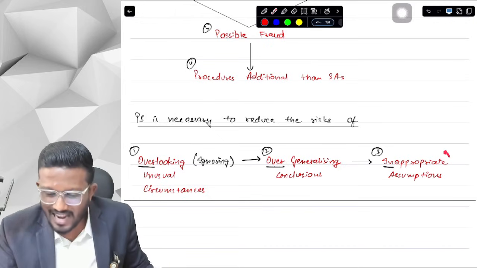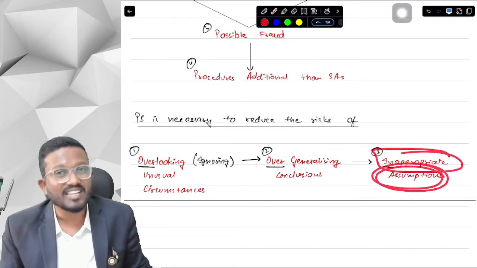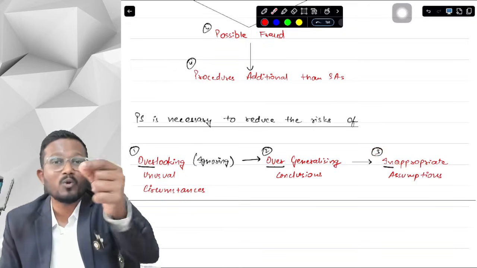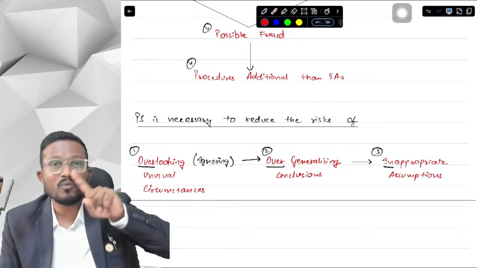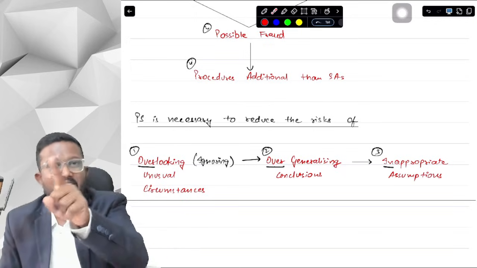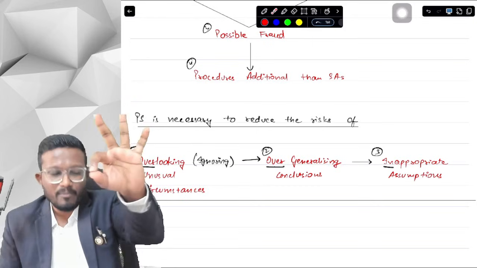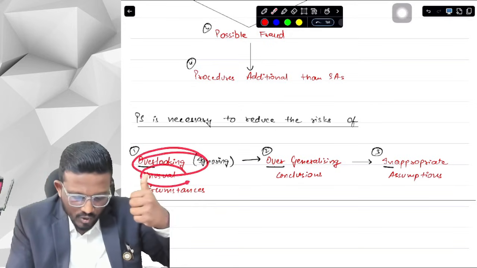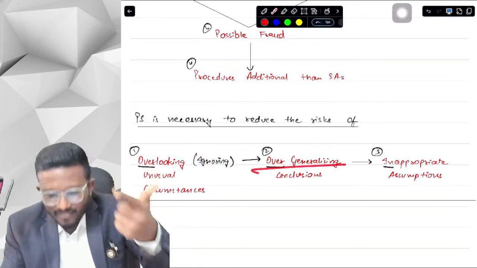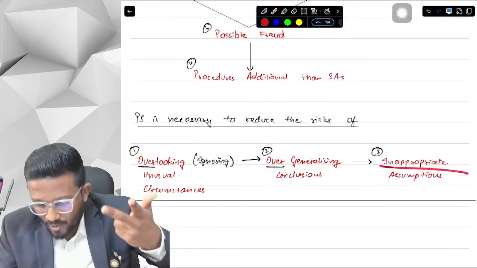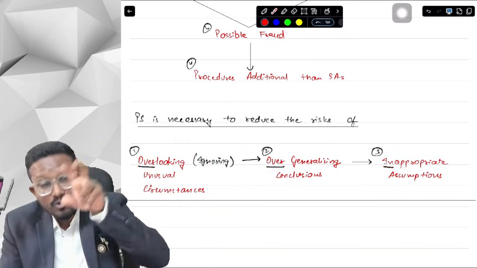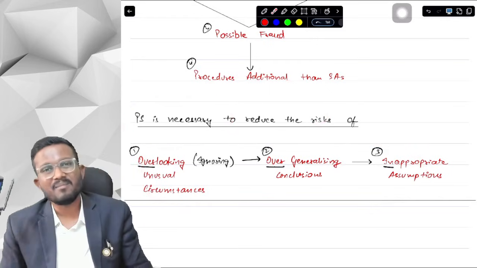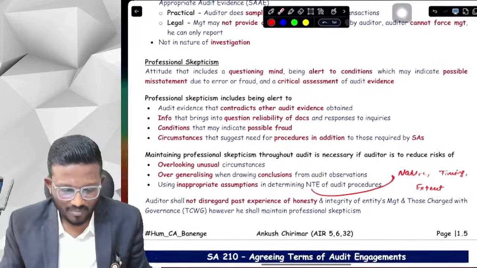And third is inappropriate assumptions. When we are deciding about the procedures, we may apply assumptions which are not appropriate in the given situation. If we don't want to apply inappropriate assumptions, then we will have to use professional skepticism. So 3 points are there: over, in. What is over, in? Overlooking unusual circumstances, over generalizing when drawing conclusions, and using inappropriate assumptions. If you want to reduce this risk, then we will have to maintain professional skepticism. Okay, yes sir, let's discuss this topic from the concept book.